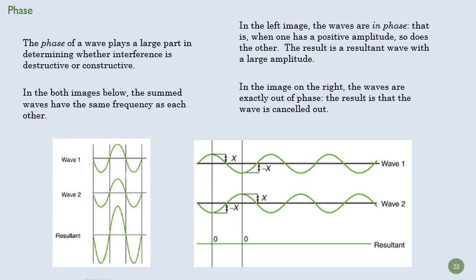Here on the right side, though, the waves are exactly out of phase, and the result is destructive interference. A positive added to a negative equals 0. 0 added to 0 equals 0. Negative added to a positive equals 0. And so our resulting wave has no amplitude at all because these are perfectly destructive waves. They're exactly out of phase and they're the same frequency, and so they essentially destroy each other. Okay.